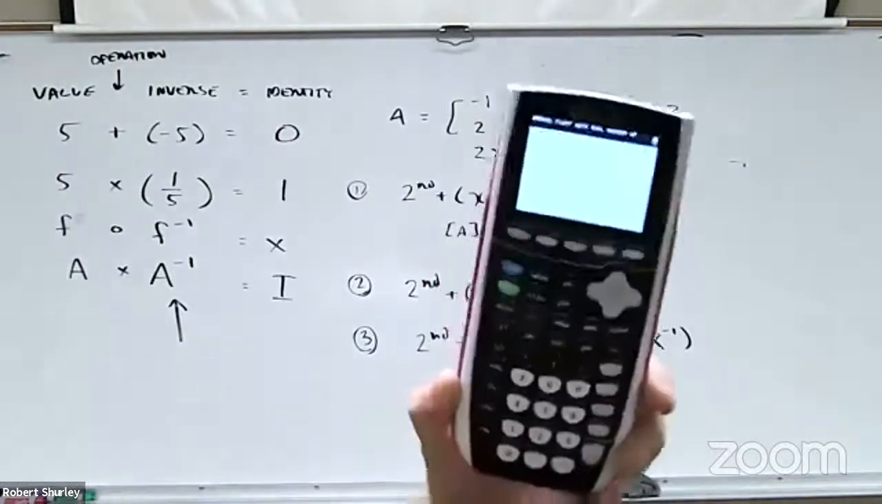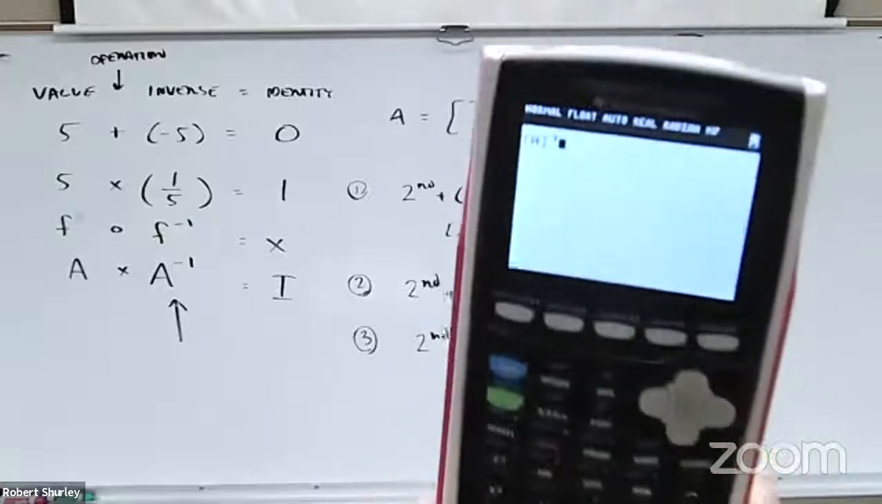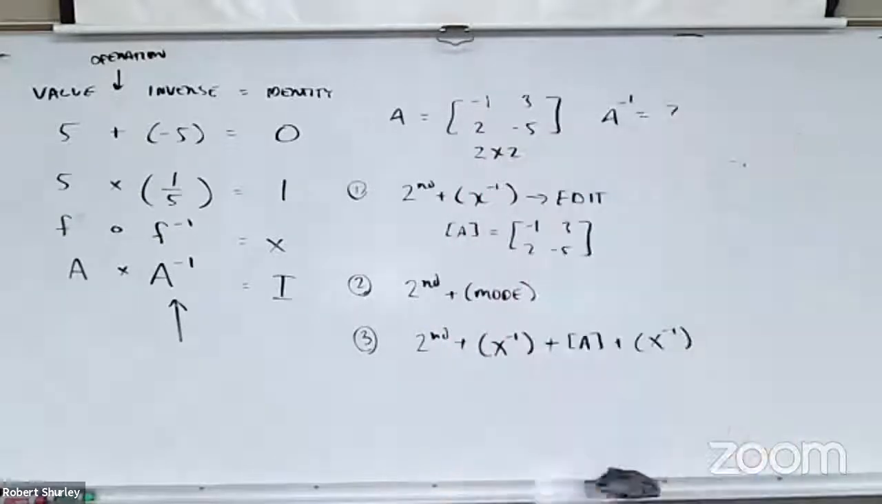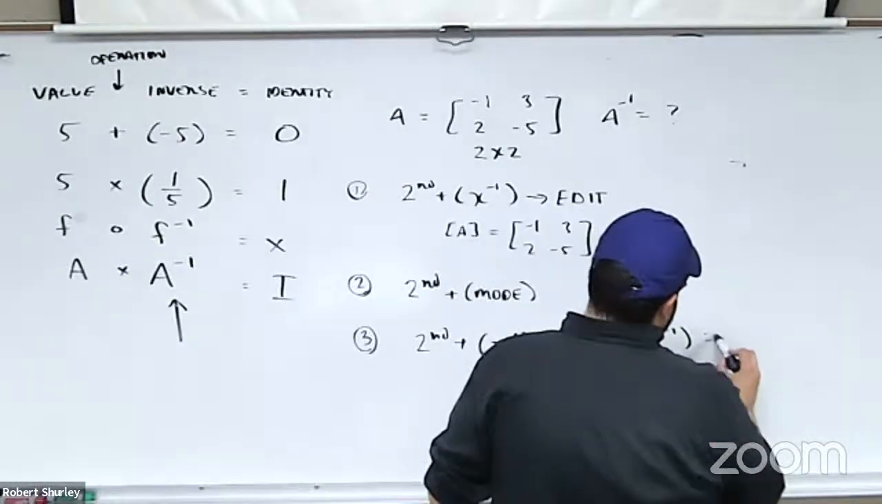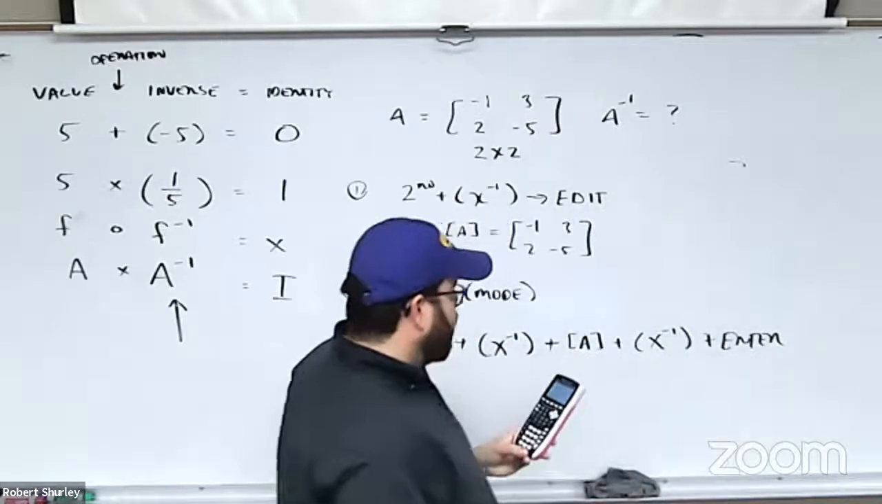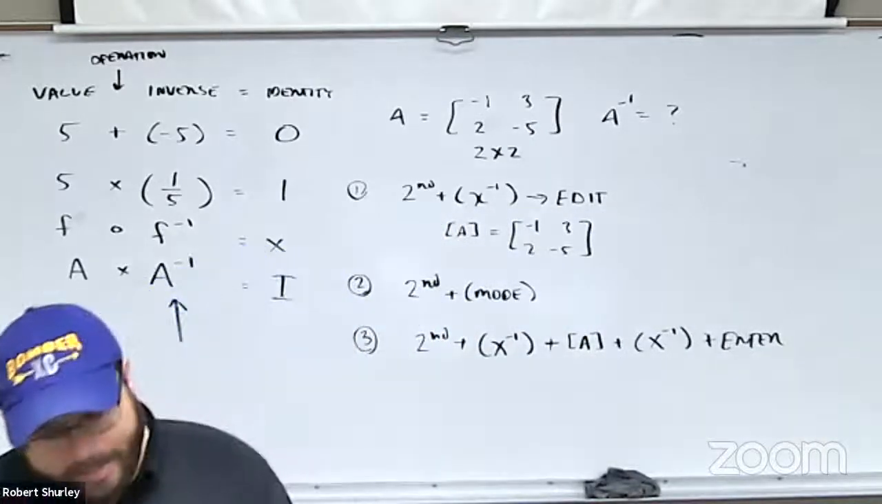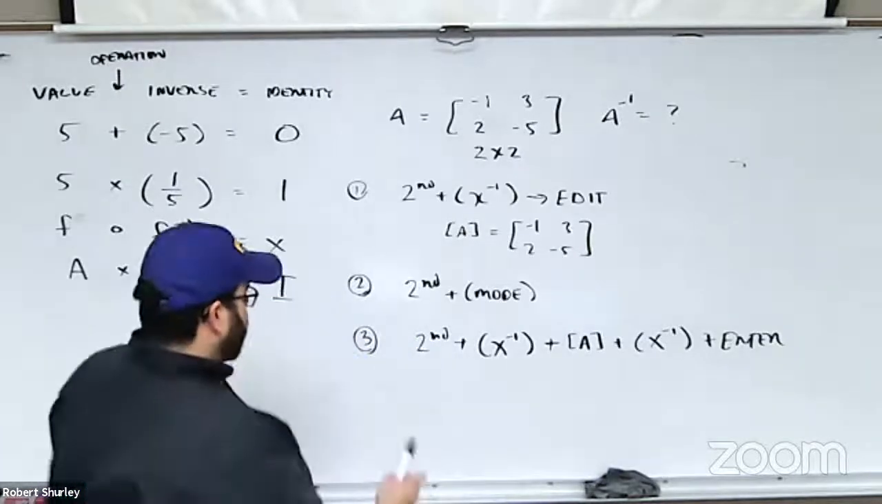When you hit that X to the -1 button, it should look something like that. If you've got an older calculator, it'll do the caret -1. That's okay as well. Then hit enter, and it will give you your inverse matrix.